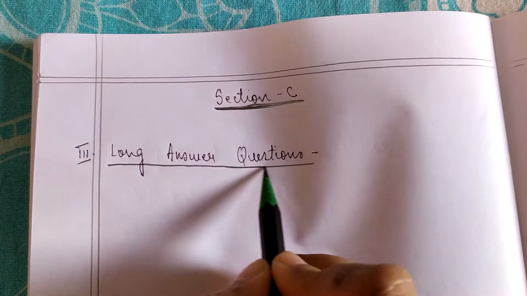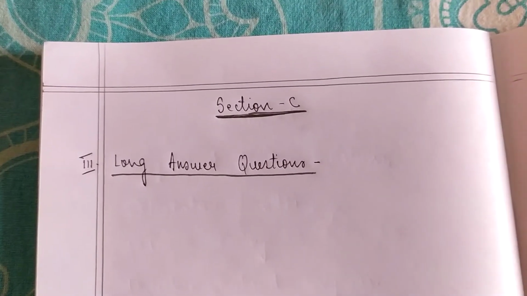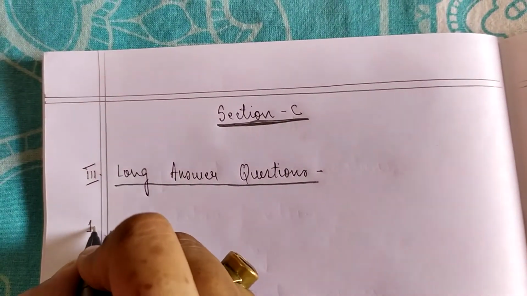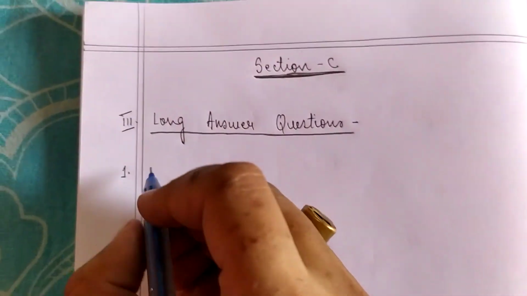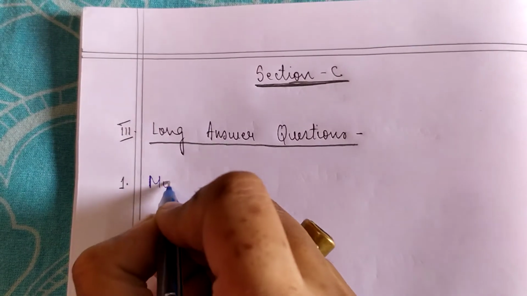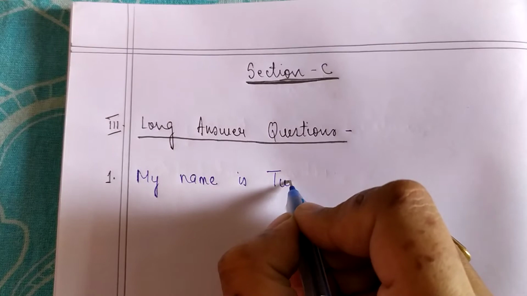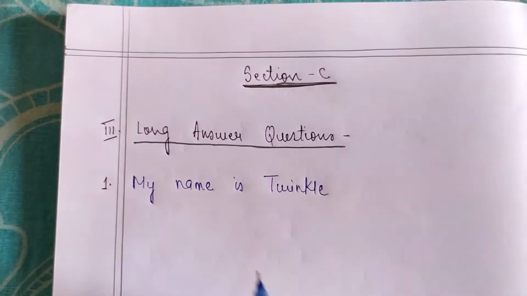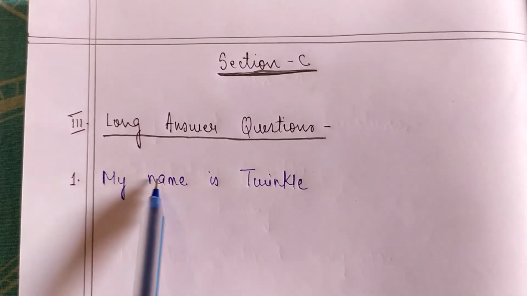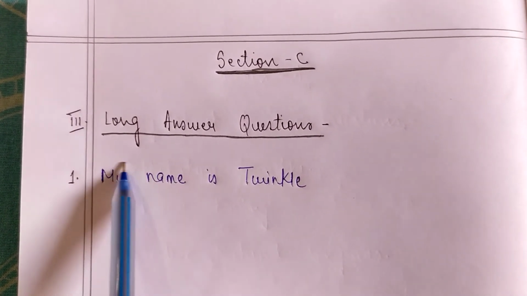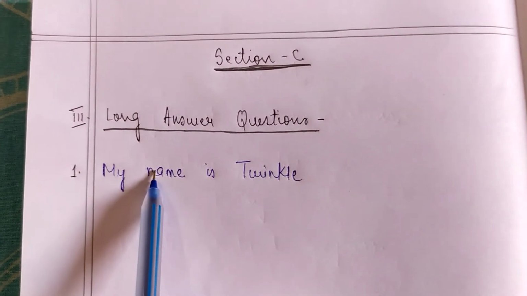Don't underline freehand like this. Use a scale. Next, for example, one answer you have written like this. Now you will use a blue ball pen. For example, my name is Twinkle. Okay, there should be an equal distance between the words. Don't write "my" over here and the other word over here. There should be a proper distance between both the words.